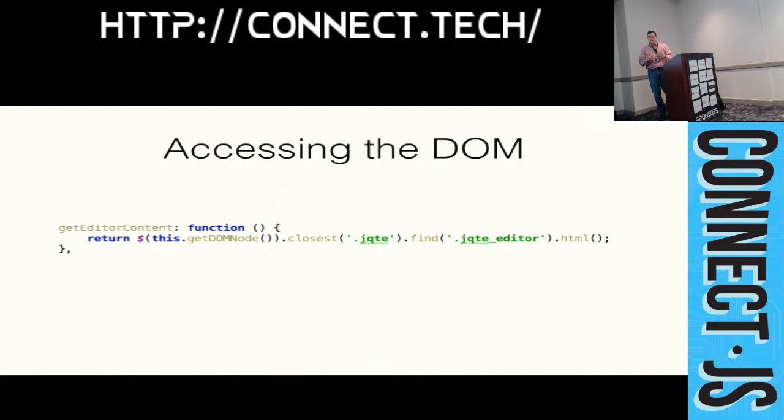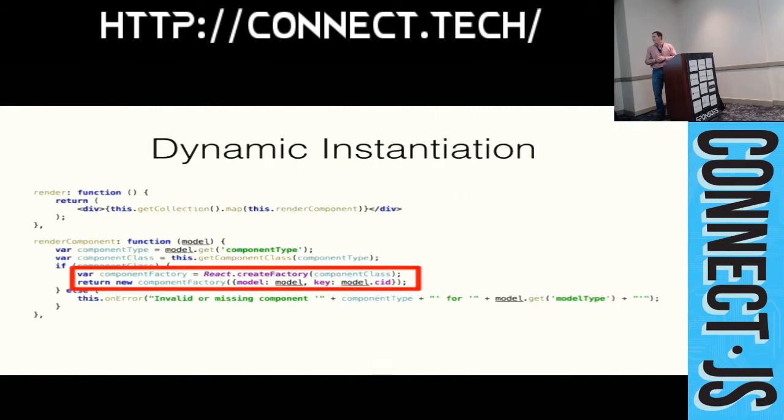createFactory, what it does is you pass in the name of a component, which in this case we're passing in dynamically, and then it will generate a factory. When I call it and pass in some props, it will generate that particular component with whatever attributes I've passed in. And of course, you can see down here that we're triggering an error if for some reason an invalid component type was provided.